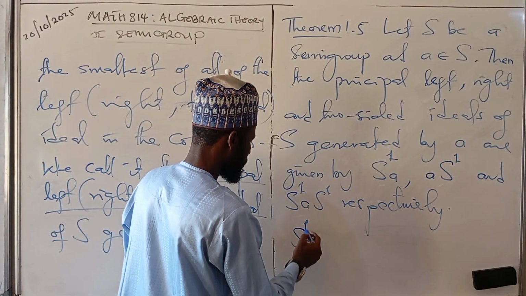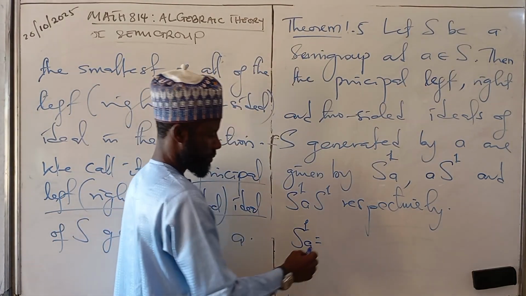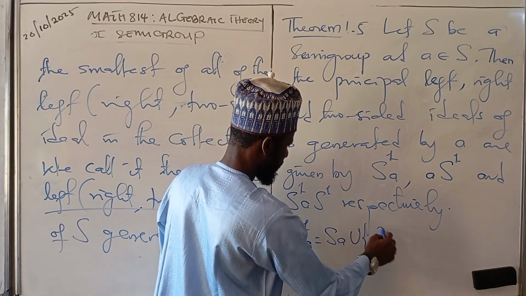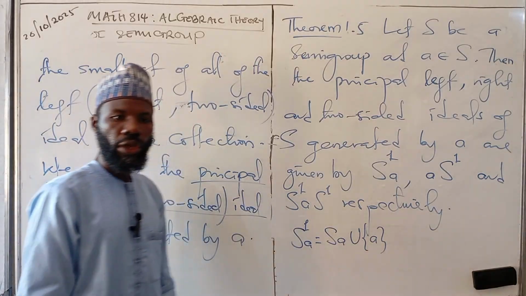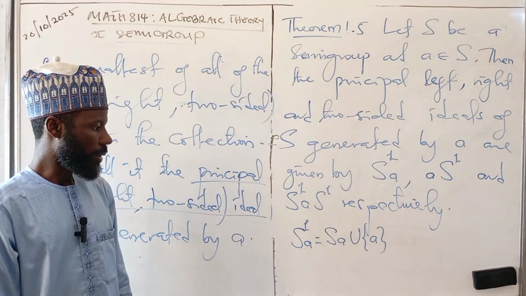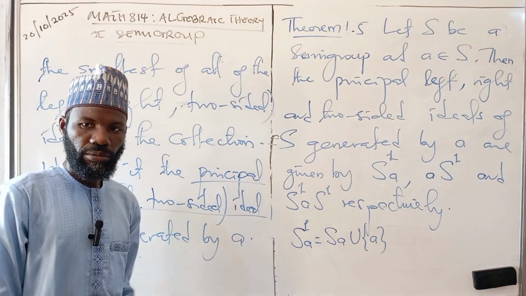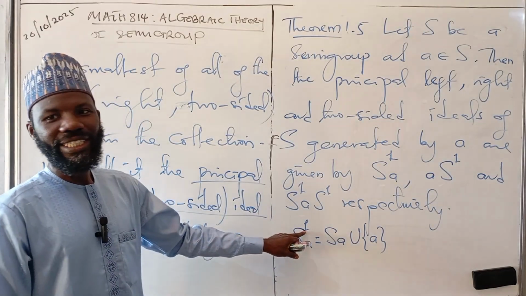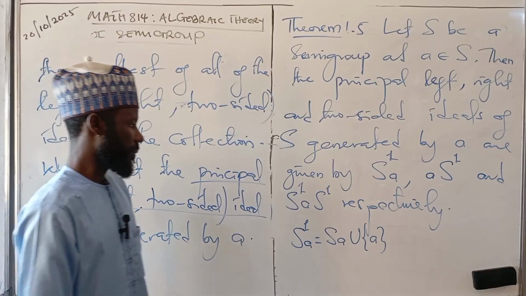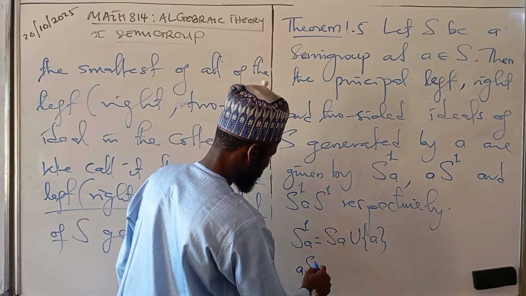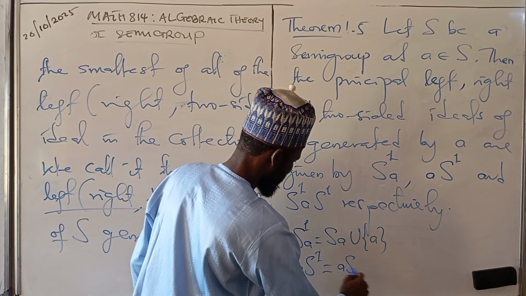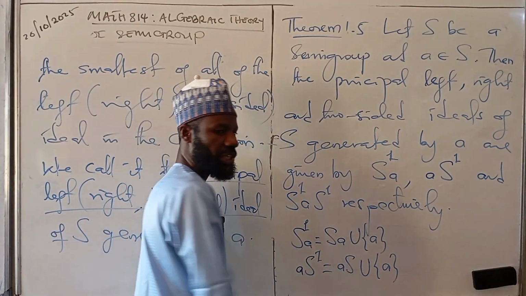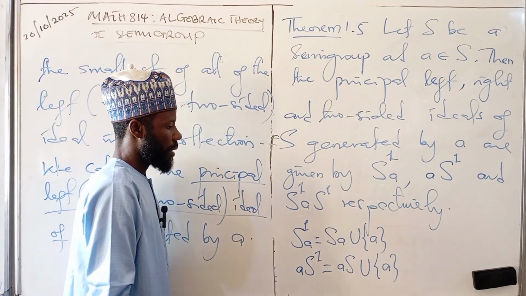Here, S^1 A, it means what? SA union A. You are introducing A there. It means like a left coset, multiplying all elements of S^1, which is S with identity adjoined if necessary. And A S^1 means AS union A. That is, you want A to be there always.